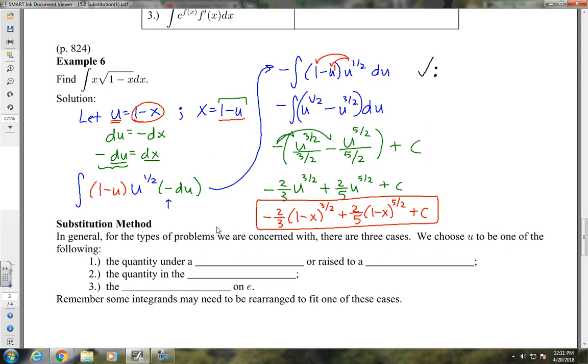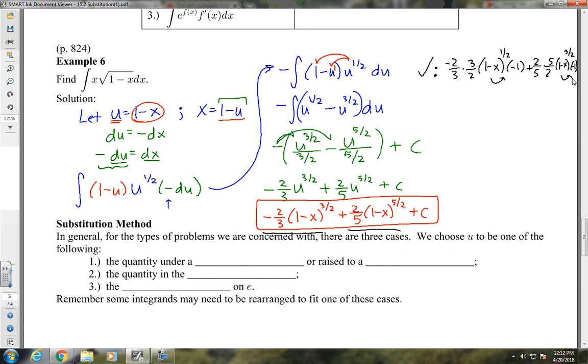To differentiate the first term here, we have coefficient negative 2/3. Applying the power rule, we bring our exponent 3/2 down in front. We keep the base, 1 minus x, the same, and we subtract 1 from the exponent. The chain rule also tells us we need to multiply by the derivative of the base. In this case, it is negative 1. Next term, we have chain rule again, coefficient 2/5. Exponent comes down in front, base stays the same, decrease the exponent by 1, and chain rule says multiply by the derivative of the base.